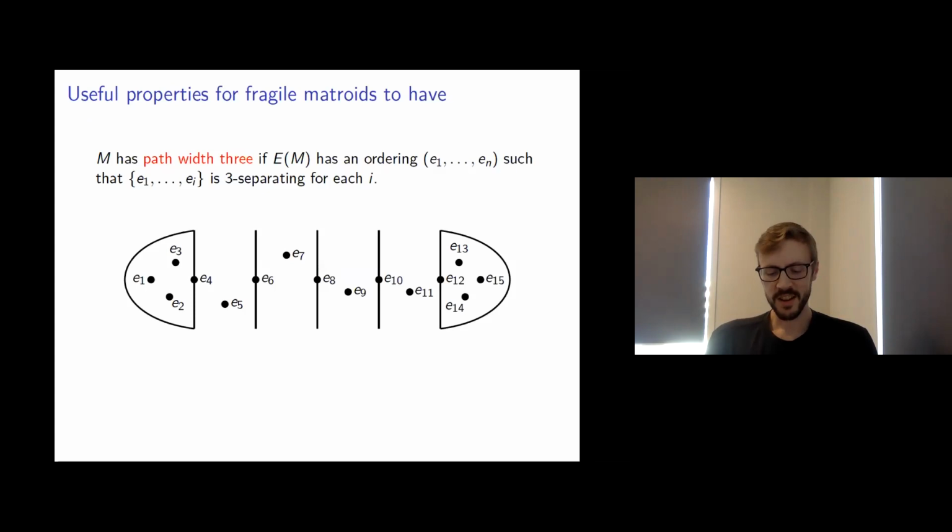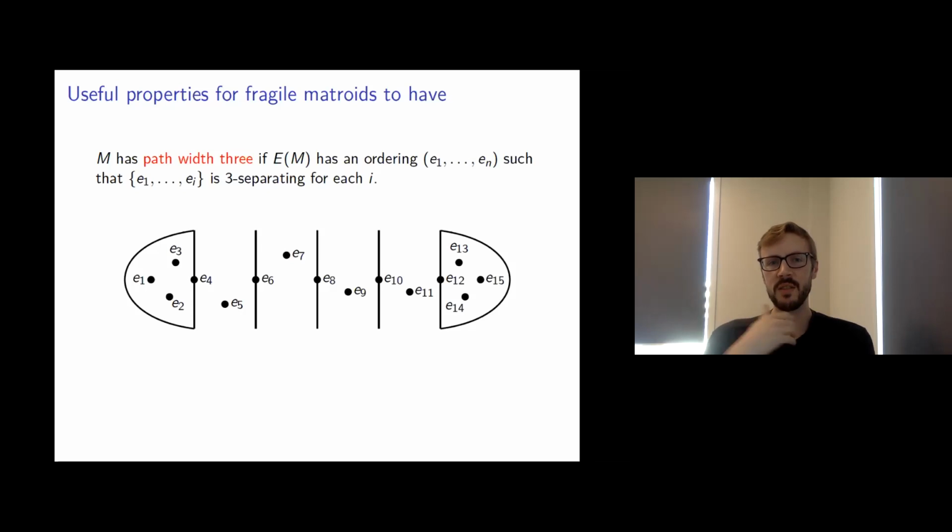Okay, so at this point I wanted to illustrate properties of fragile matroids that turn out to be really useful for us. Okay, so these are properties that we really use in the final stage, the stage 4 part of our argument. And so one property that we'll see that U2-5 fragile matroids have that's really useful for us is this idea of having path width 3.